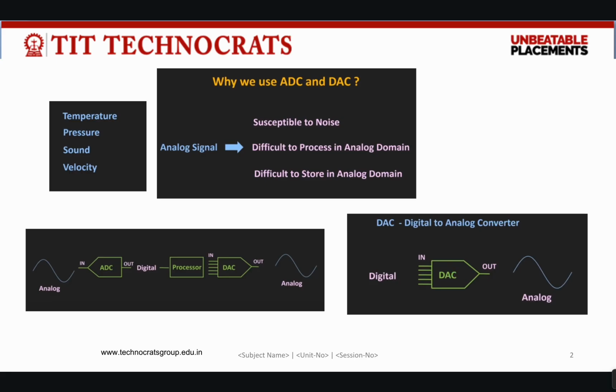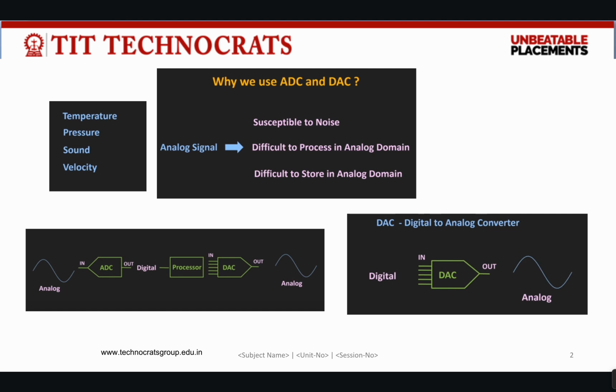So first of all, we see what are analog signals. All the natural signals, that is temperature, pressure, sound, velocity, all come under the category of analog signal. They are more susceptible to noise. Analog signals are difficult to process in the analog domain, and it is also very difficult to store analog signals.